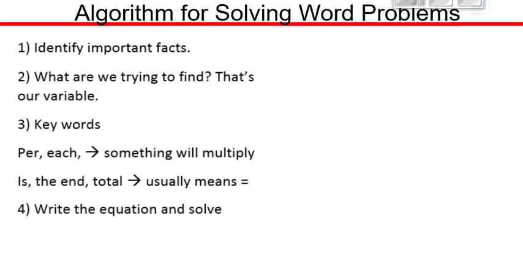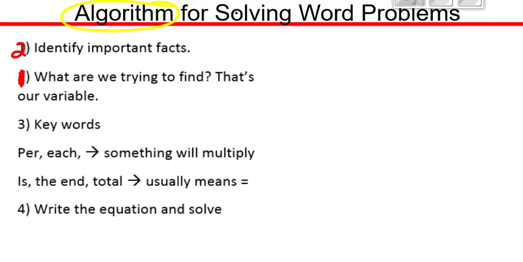Algorithm, solving word problems. An algorithm is a method or a system that you use every single time, like repeating a process. All right, so the first thing we want to do is identify important facts. In fact, I'm going to flip this around because I think it's most important to figure out first what are we trying to find. Then I can figure out what the important facts are that relate to that problem. What am I trying to find? Where can I go get that information?